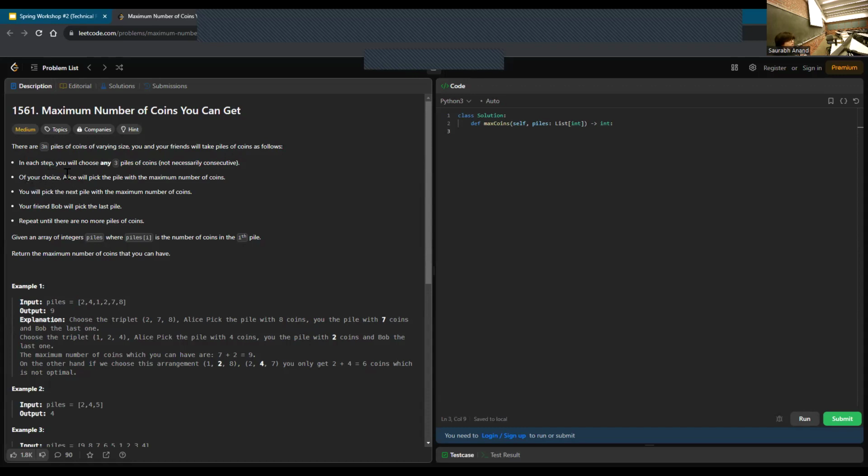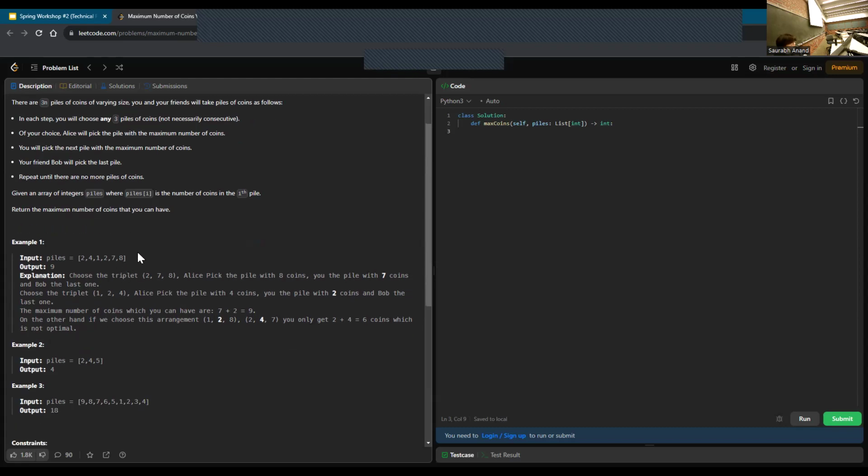And Alice, so not us, gets the highest number of coins in those piles, the largest of those piles. Then I'll pick the next largest, right? The next pile with the maximum. And then Bob will pick the third. And then repeat until we run out. And because they say 3n, it means it's a multiple of 3. So we'll be able to do this without any leftover; we'll never have 2 piles or 1 pile alone at the end.